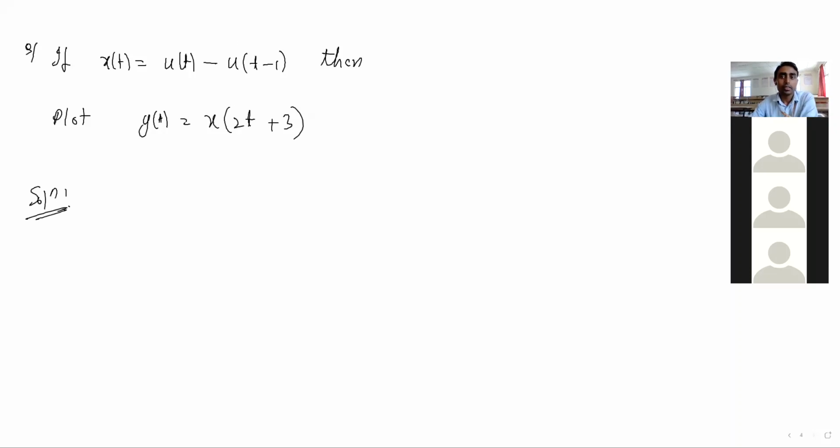You try. Let me solve. Only 3 minutes is there. Okay, let me solve also. First of all, you should know how to plot these things. x(t) equal to u(t) minus u(t minus 1). How will you plot it? To plot this x(t), you should first know what u(t) is. Is it clear? I think everybody knows u(t).